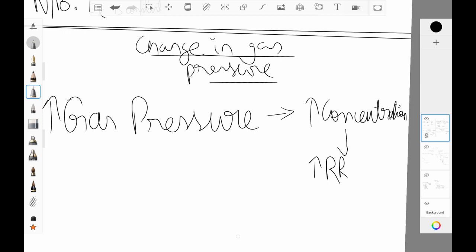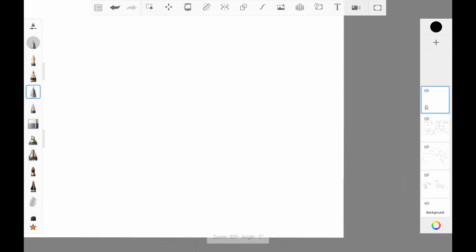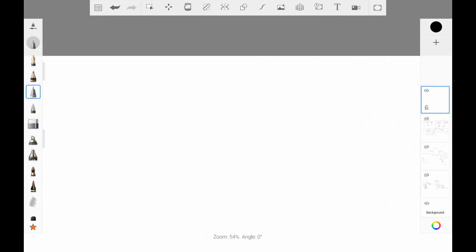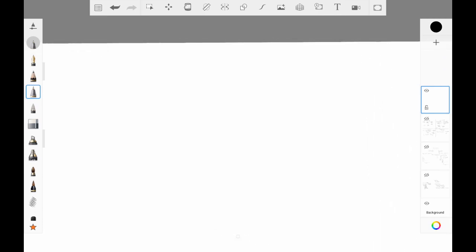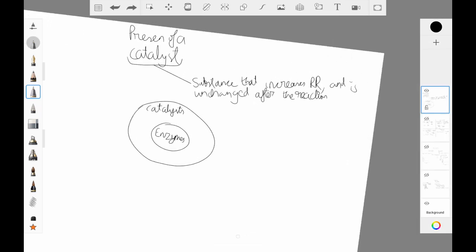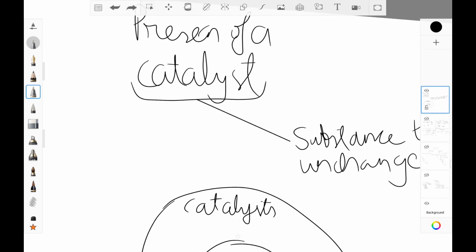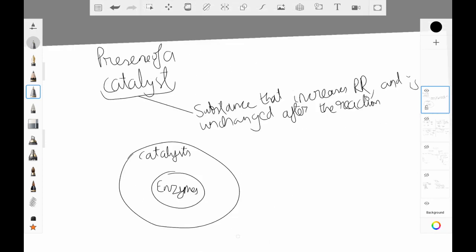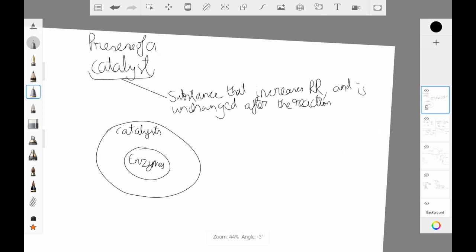And now we can move on to the final factor, which is actually the presence of a catalyst. And that's a little different in terms of explanation, but it's still important and it's not that hard. So a catalyst is just any substance that can increase the rate of reaction, but it's left unchanged after the reaction, which is to say that the catalyst itself doesn't take part in the reaction.